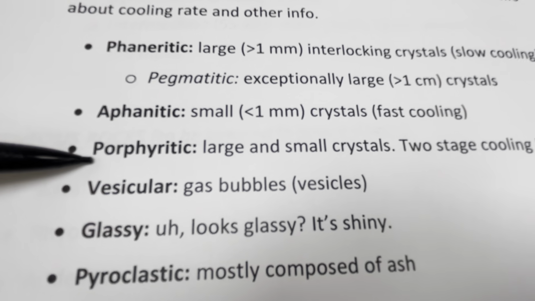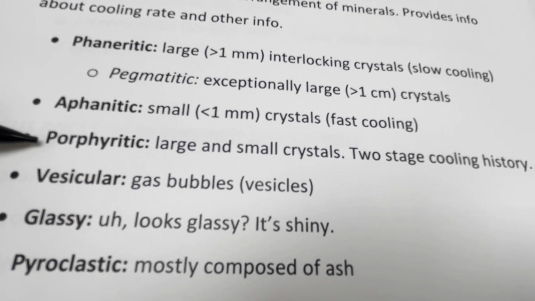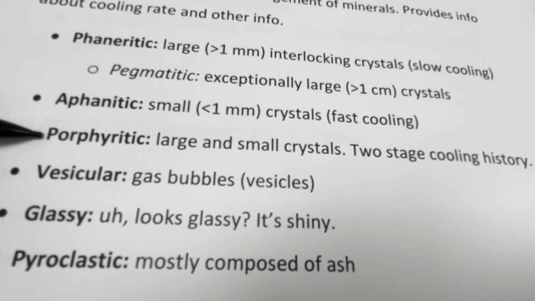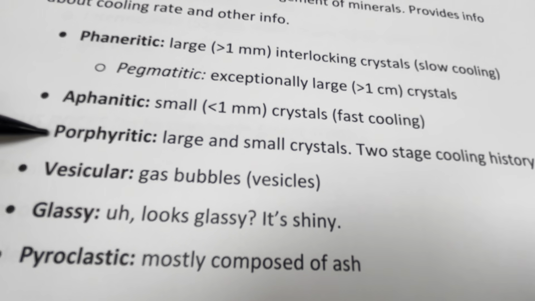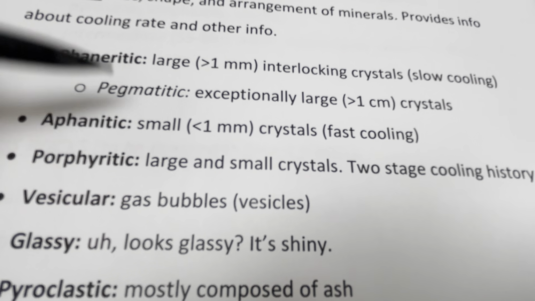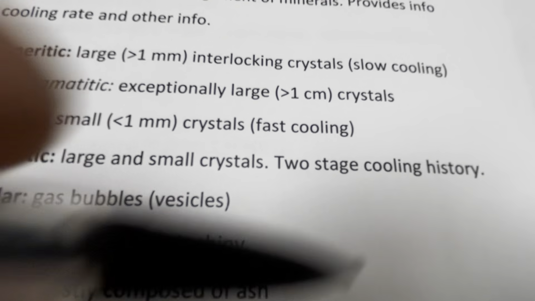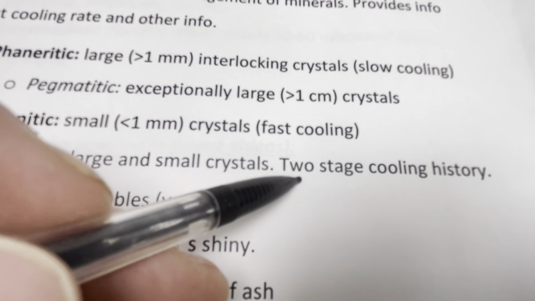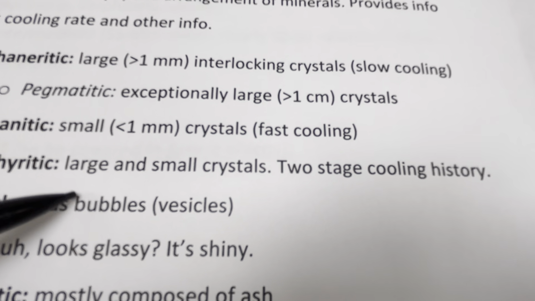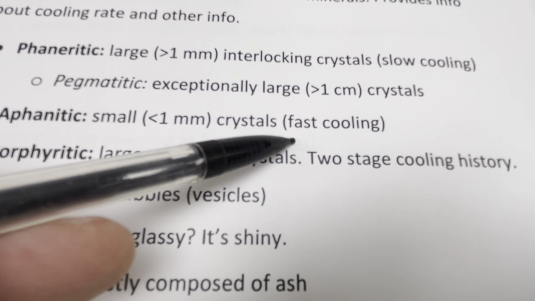So our next one is what we call porphyritic, or sometimes you've maybe seen rocks called porphyries. These are actually pretty common in some mining and economic geology applications because they oftentimes have ore bodies in them. So porphyritic is going to be a blend of these two. We get big and little crystals. And what that implies is that there's different cooling rates happening. So remember, our big crystals are slow cooling and our small crystals are fast cooling.